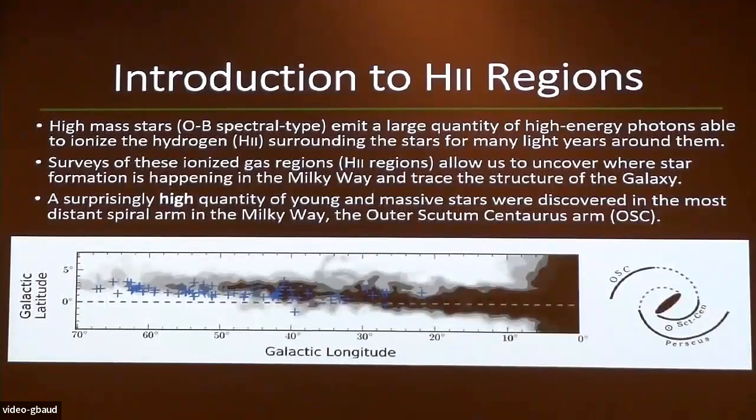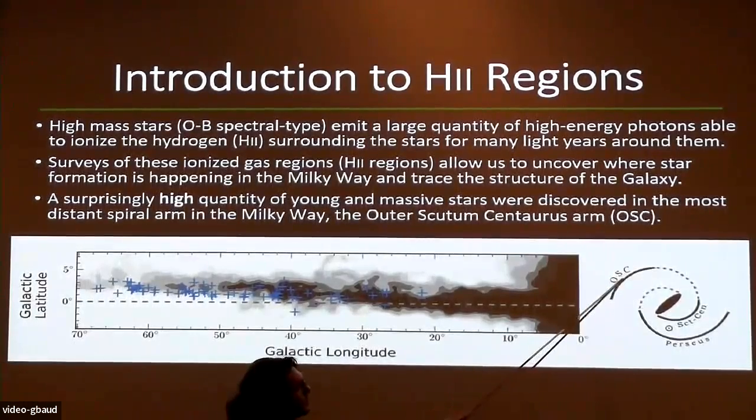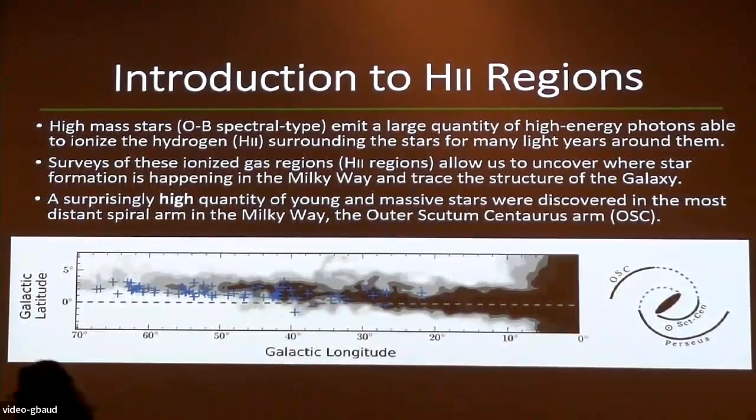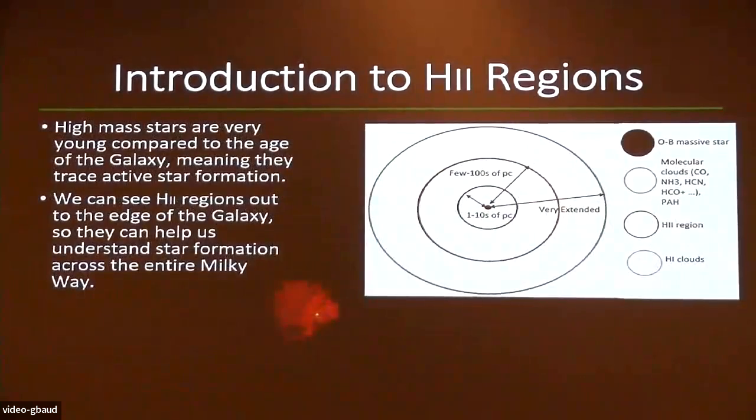Moreover, we discovered there was a surprisingly high quantity of young and massive stars in these regions. In this picture, we are in the Milky Way, so this is what is represented there, and we can see this OSC here. So we're in the outer part of the galaxy. To have a better idea, I drew a very simplified schema of what's happening there.